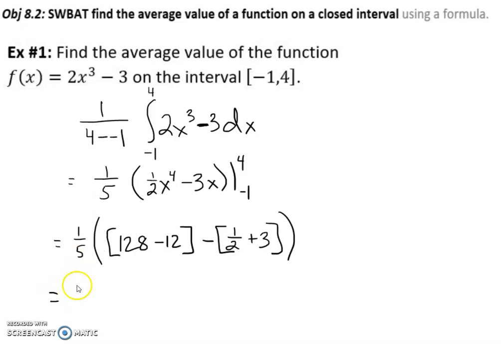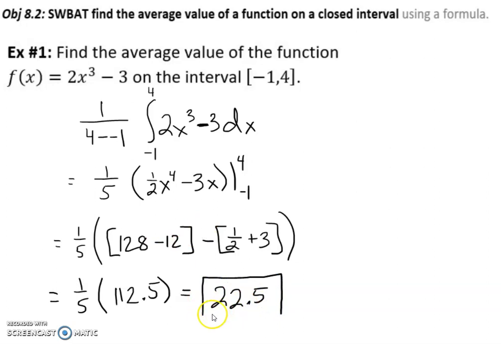So I know you guys could hear me just doing it on the calculator. This ends up being 1/5 times 112.5. So the average value after you multiply it by 1/5 is 22.5. Again, what that means is that for this function, the average y value from negative 1 to 4, if you added them all together and divided by how many there were, is 22.5.